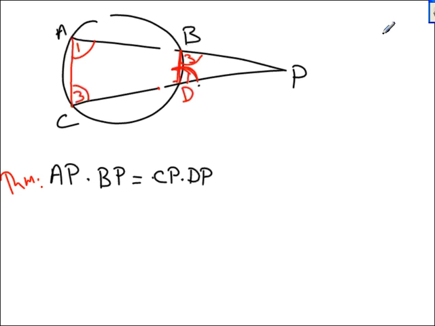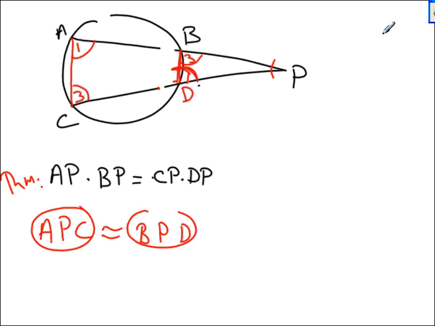So now I have two triangles. I have APC, the big one, and I want to show that it's similar to the little one, BPD. Well, they have the same three angles. This triangle and this triangle have angle P, and they both have an angle; A and D are equal, and B and C are equal. These are similar triangles. They really are.